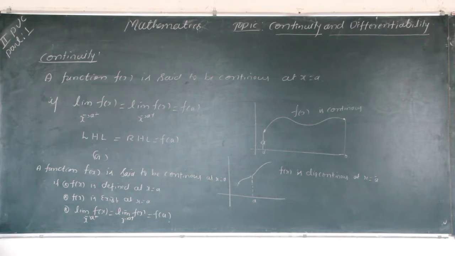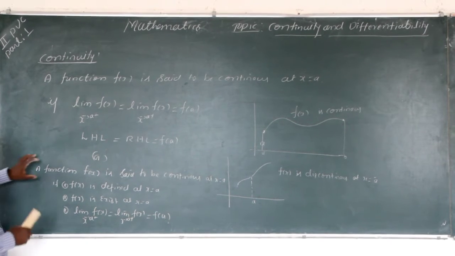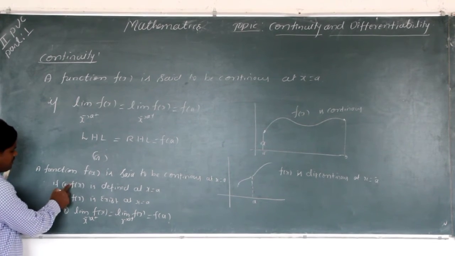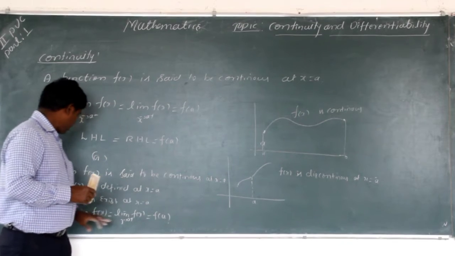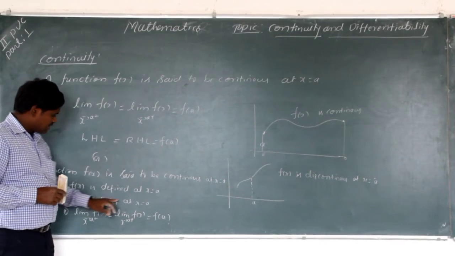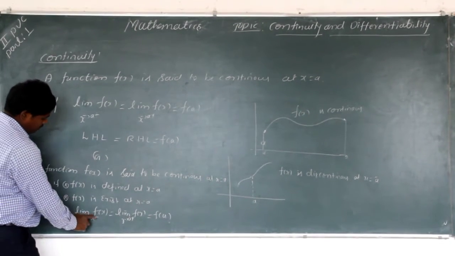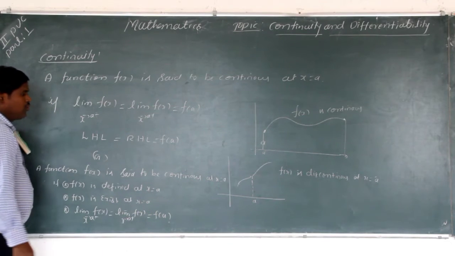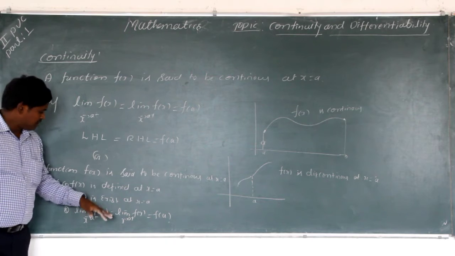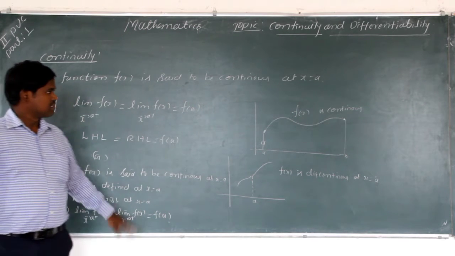So both definitions are the same. The function f of x is said to be continuous if it satisfies these conditions. That is, f of x is defined at x is equal to A, and the limit of f of x exists at x is equal to A, and the left hand limit is equal to the right hand limit, and is equal to the value of the function. Then the function is said to be continuous.